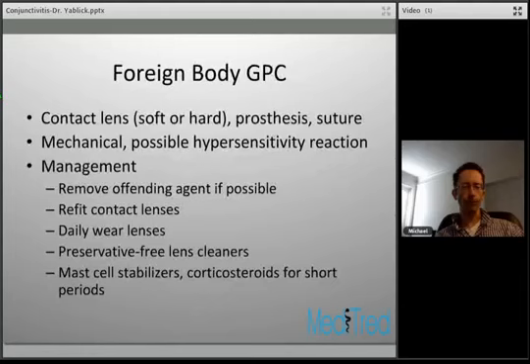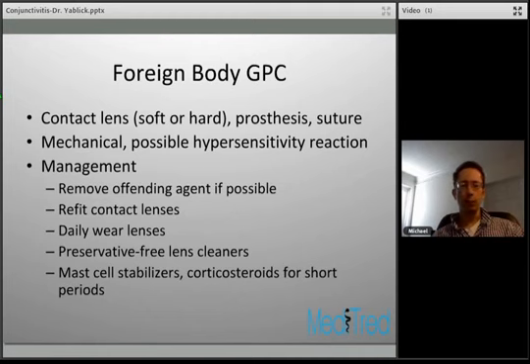And so this can be caused by foreign bodies, namely contact lenses, either soft lenses or hard lenses, ocular prostheses, and exposed suture material. The pathogenesis of this condition is thought to be primarily mechanical, but there's also this possible hypersensitivity reaction to the material.